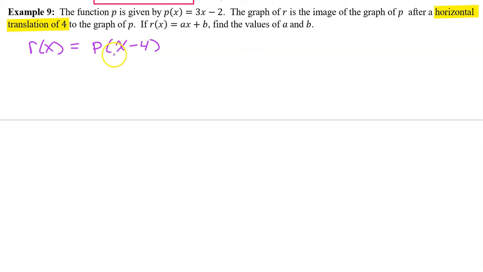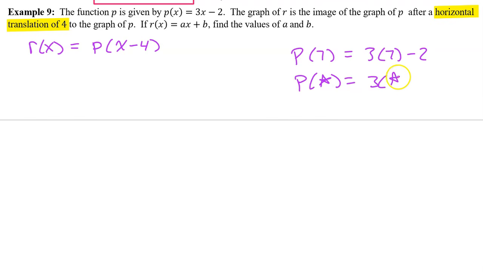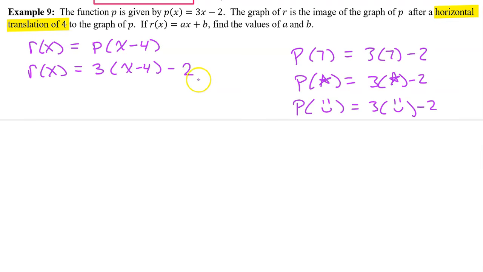A horizontal translation appears in here, and it will be the opposite of what it says. So a translation of positive 4 will show up as x minus 4 on the inside. But we have an expression for p of x. We need to turn this into an expression for p at x minus 4. We know, for example, that p at 7 would be 3 times 7 minus 2. But if I can stretch your imagination a little bit, p at star will equal 3 times star minus 2. Or p at smiley face will equal 3 times smiley face minus 2. So following the same pattern, p at x minus 4 will equal 3 times x minus 4 minus 2.